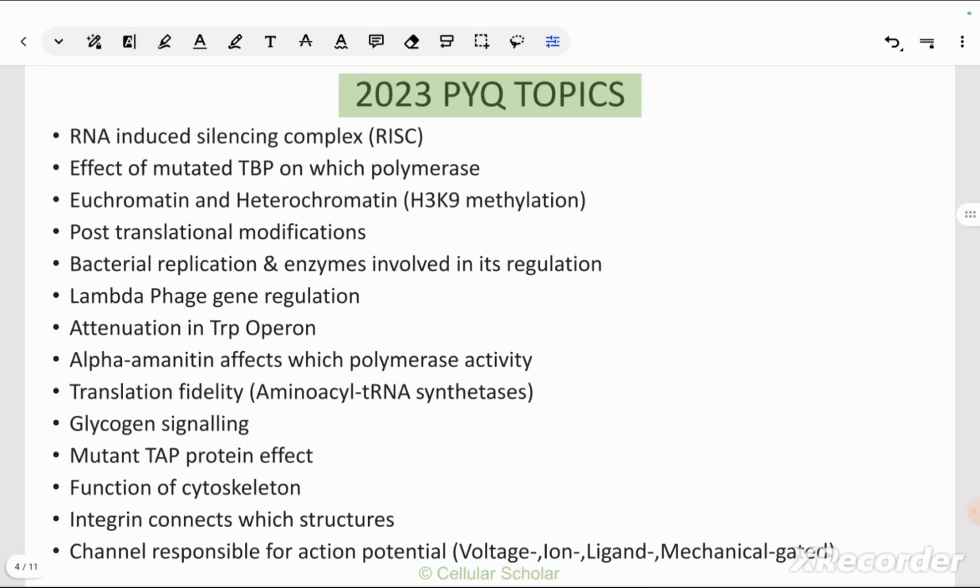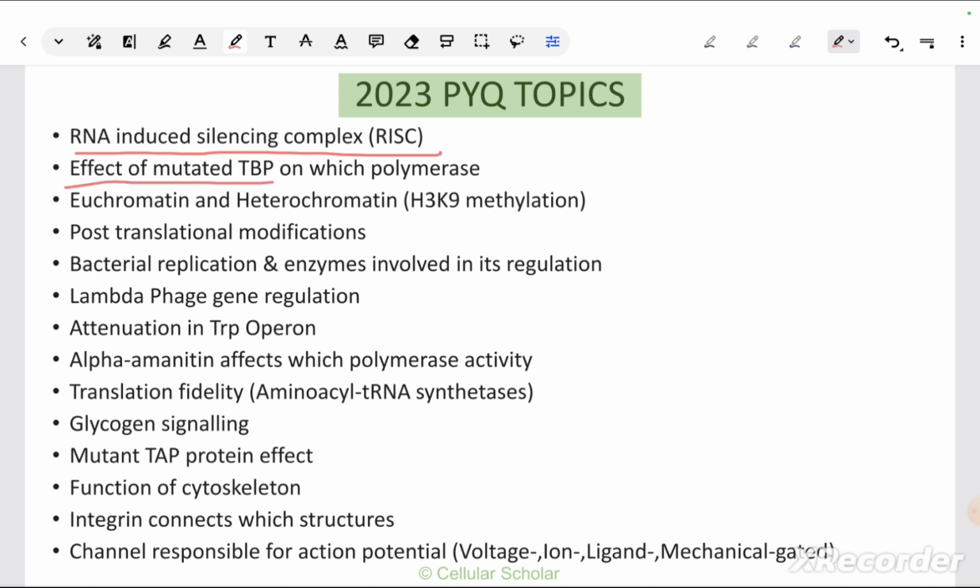Now moving on to molecular biology questions. They asked about RNA induced silencing complex. So to read about this, Dicer, Drosha, snRNA, snoRNA, miRNA, siRNA, all these related topics you should know.